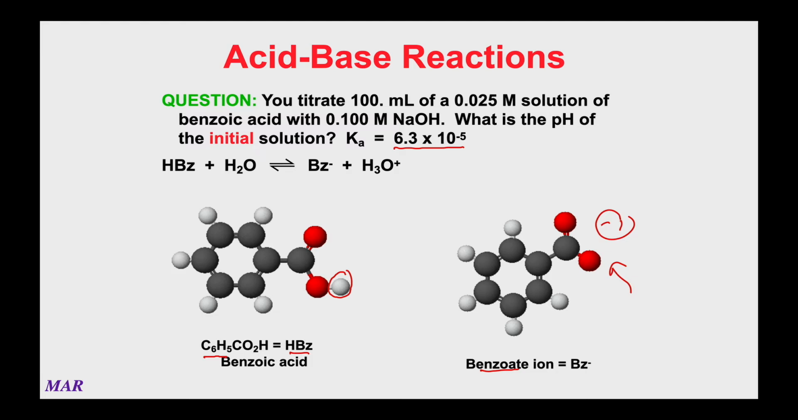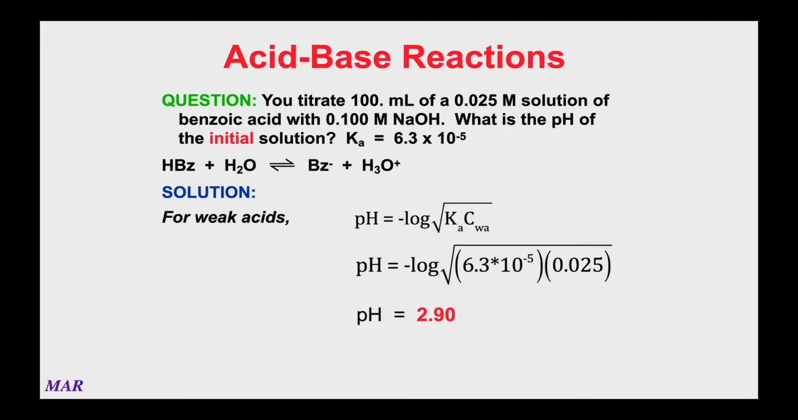So initially, let's find the pH of the initial solution. This is a weak acid. You know it's a weak acid because A, it's not one of the 5 strong acids, and B, it has a Ka value. And all Kas less than 1 are considered to be weak. So this is absolutely a weak acid. So minus log square root of Ka times Ca: minus log square root of 6.3 times 10 to the minus 5, times 0.025, which is the concentration, gives pH 2.90. So it is acidic. It's not super acidic because it's a weak acid, but no problem.